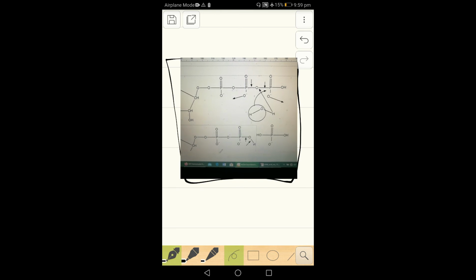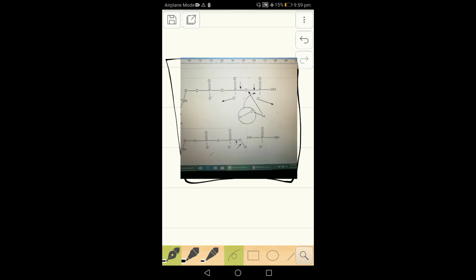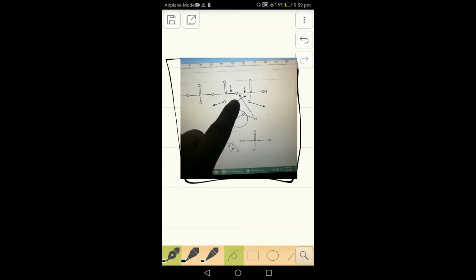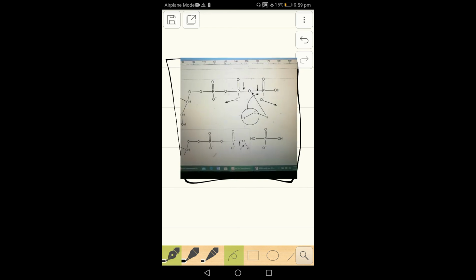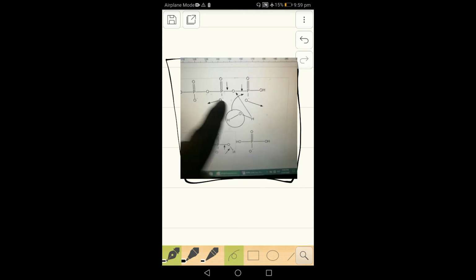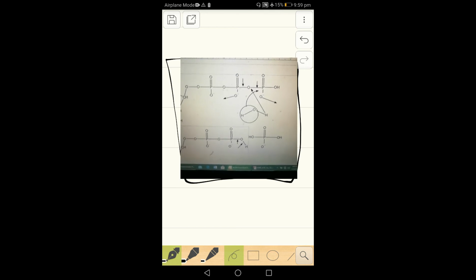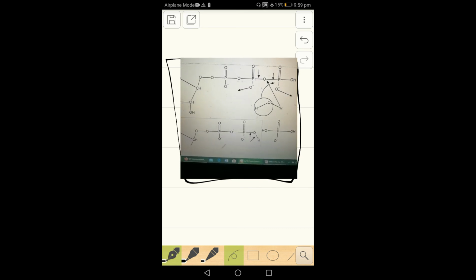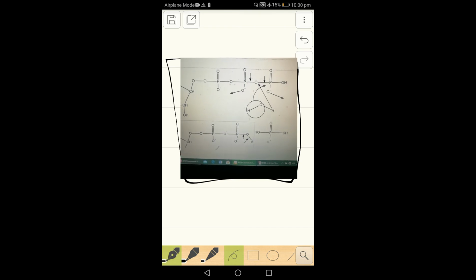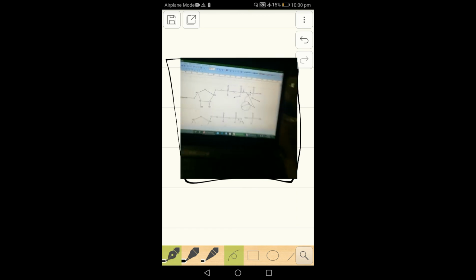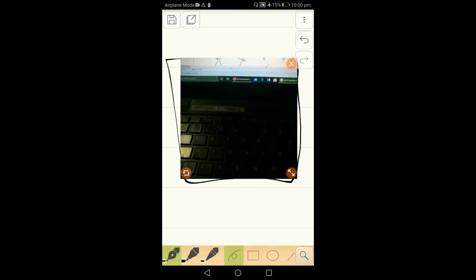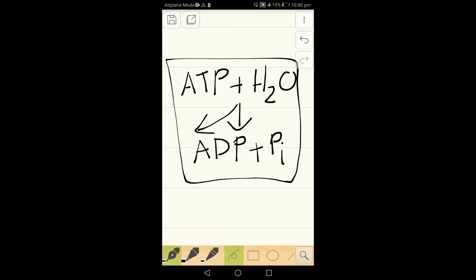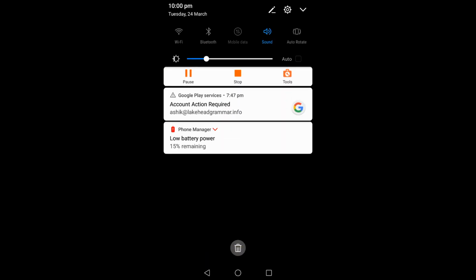It's simply that bond breaking takes in energy, and bond forming gives out energy. So when this bond and this bond are broken, it takes in a very small amount of energy because the bonds are already unstable due to repulsion between the oxide ions. But the bonds formed here are very stable and very strong, so a lot of energy is released. That means breakdown of ATP releases energy in this way. Hope you have got it.